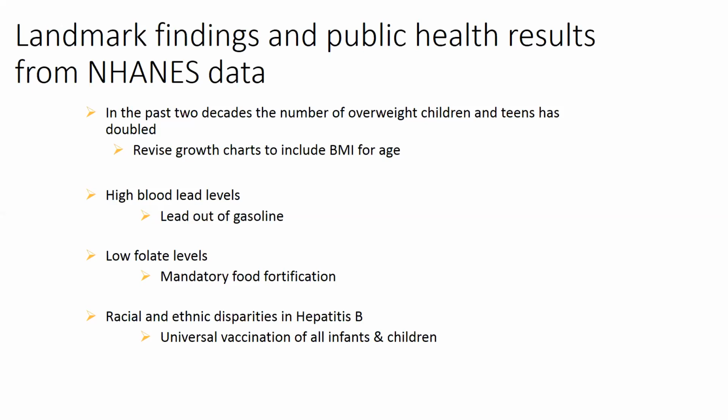They discovered that folate levels were low, especially in women of childbearing age, which was increasing the risk of neural tube defects. And they started mandatory food fortification with folic acid in the late 90s. We also discovered that there were racial and ethnic disparities in hepatitis B, which is a liver disease. And now there's universal vaccination for all infants and children. So a lot of important public health interventions based on findings from NHANES.